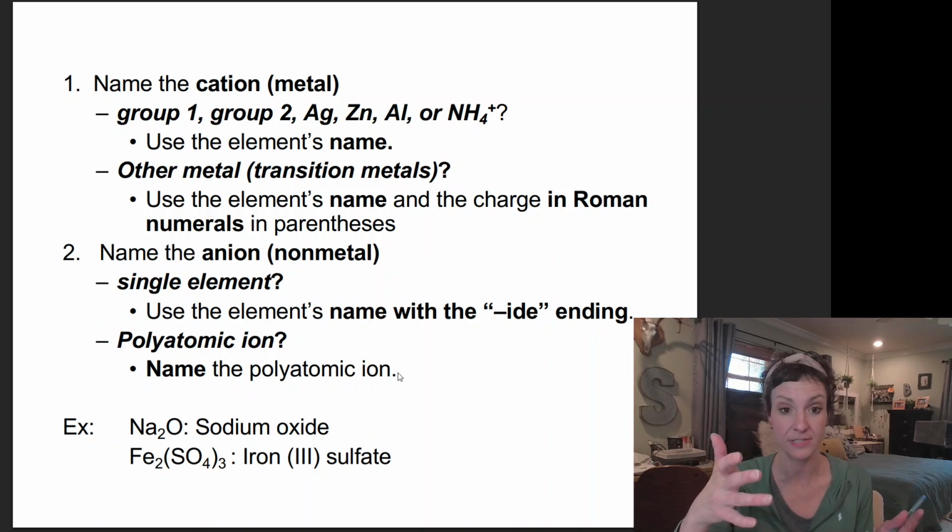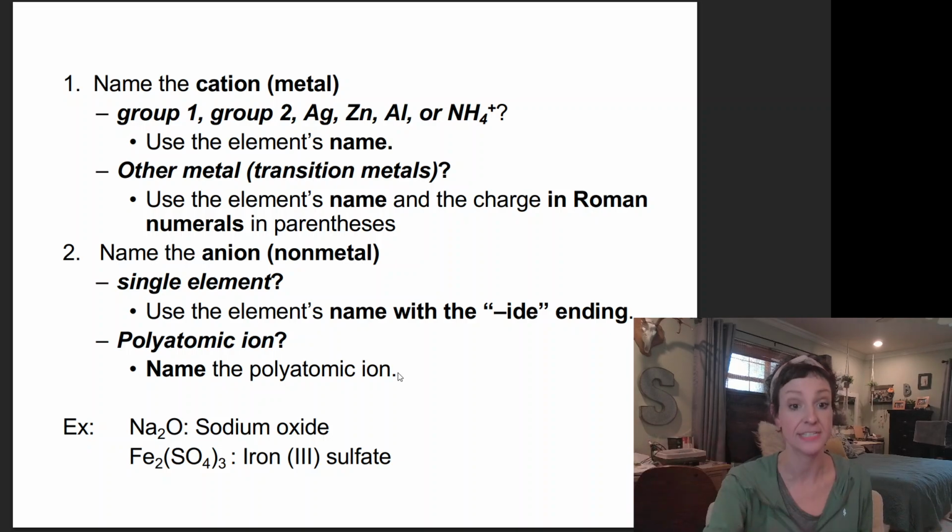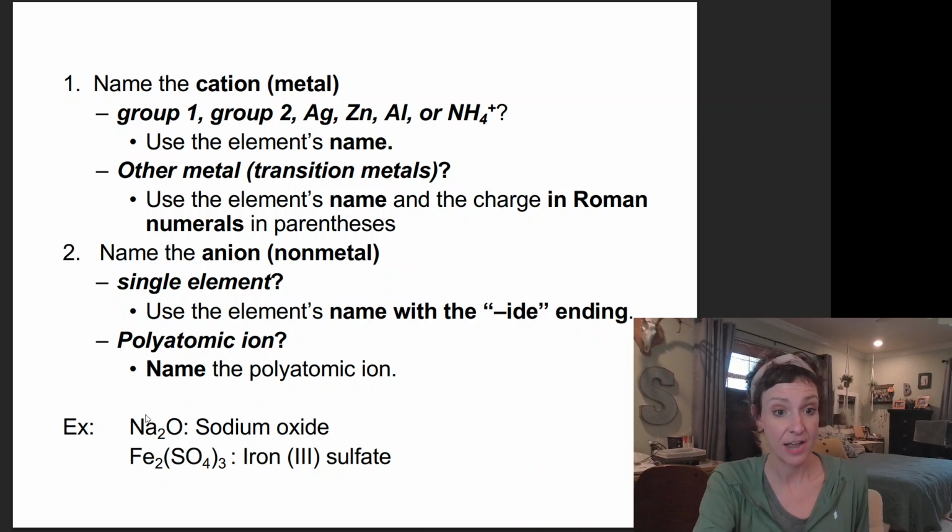If I've got one of those, I just name whatever the polyatomic ion is. So here are my examples. I've got sodium. Sodium's in group 1, right? So I just got to name him. Sodium. Great. Moving on to my next guy.